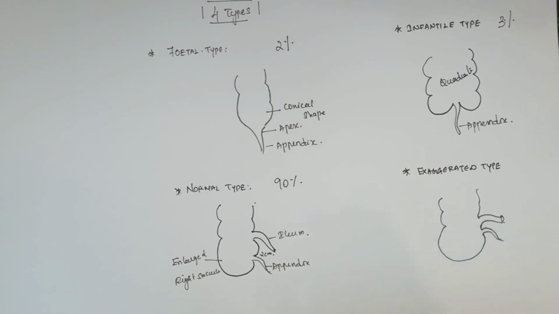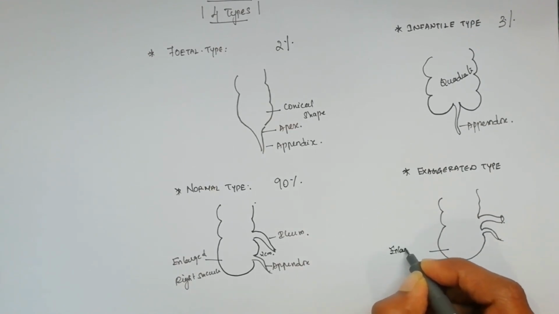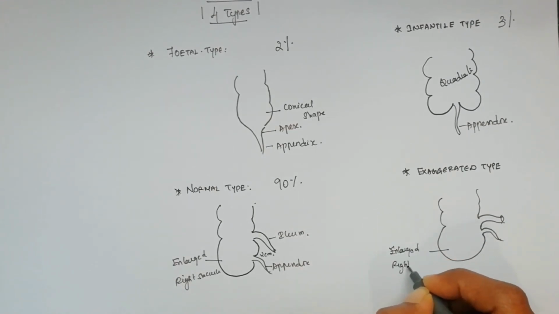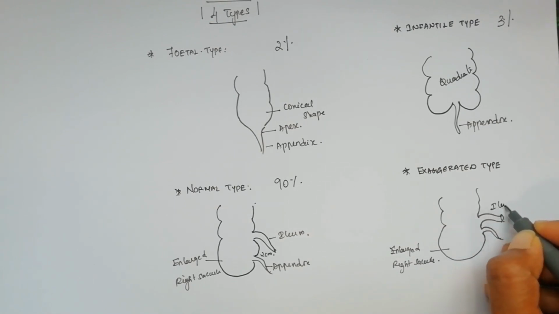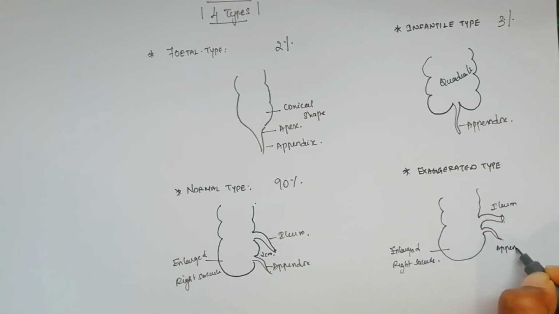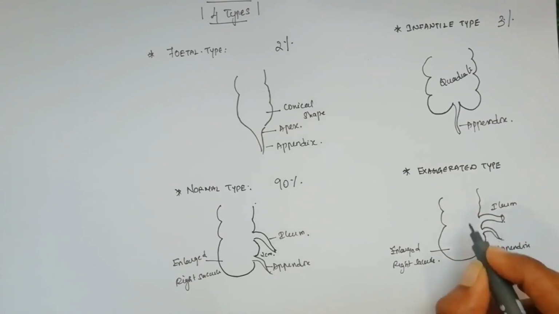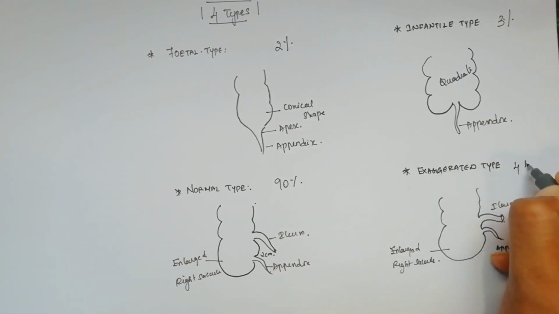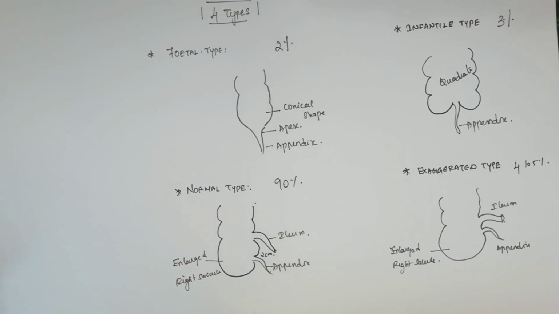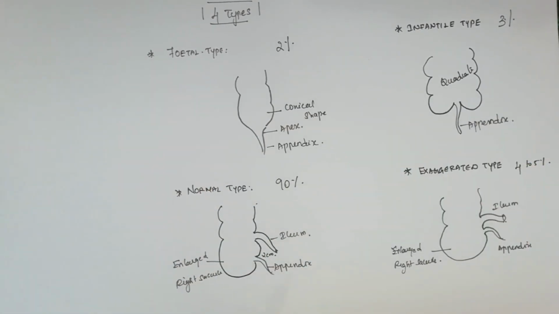So here left saccule is atrophied, only right saccule will be seen. So enlarged right saccule, left saccule is atrophied, and appendix is present near to the ileum. So this is ileum and this is appendix, which will be nearer, and this type is called exaggerated type. This type of condition will be seen in 4 to 5% of cases. So these are the 4 types of cecum shape we have got.